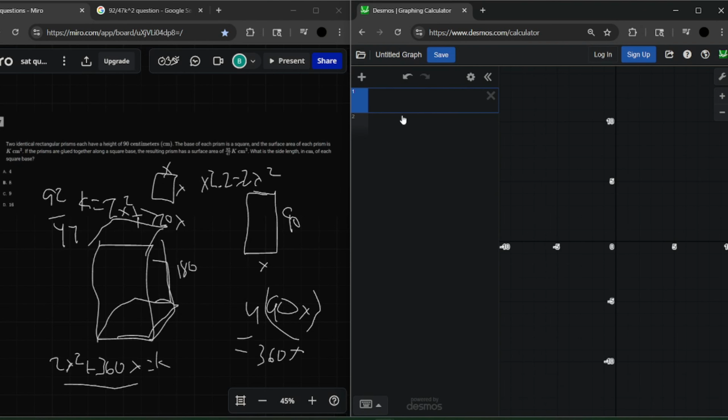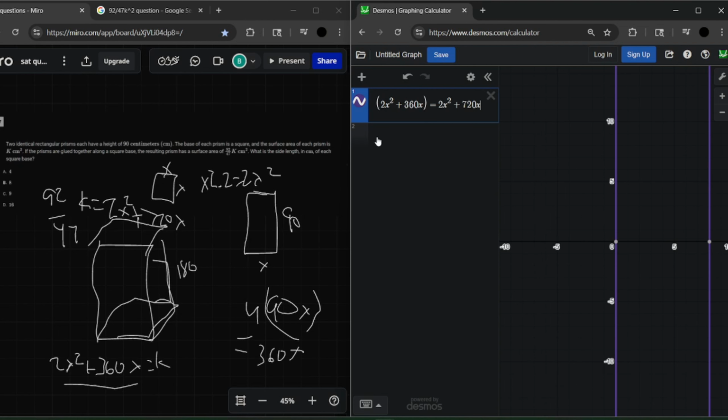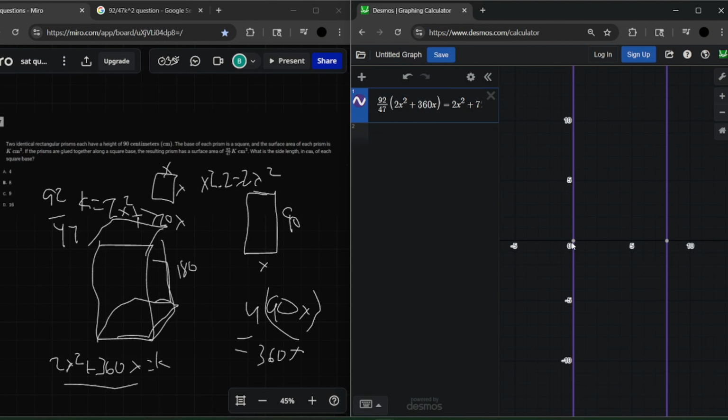Typically, without Desmos, you'd be doing this by hand, and it would take a lot of time. But once you understand how to set up the expression, all we have to do is plug this into Desmos. So 92 over 47 of 2x squared plus 360x is equal to 2x squared plus 720x. You could have set up a regression here, but I found it easier to just type it all in. So you're going to get 8 as your solution, which is the value of x. And we're being asked to find the side length, which is x. So x is equal to 8, meaning B, 8 is our answer.